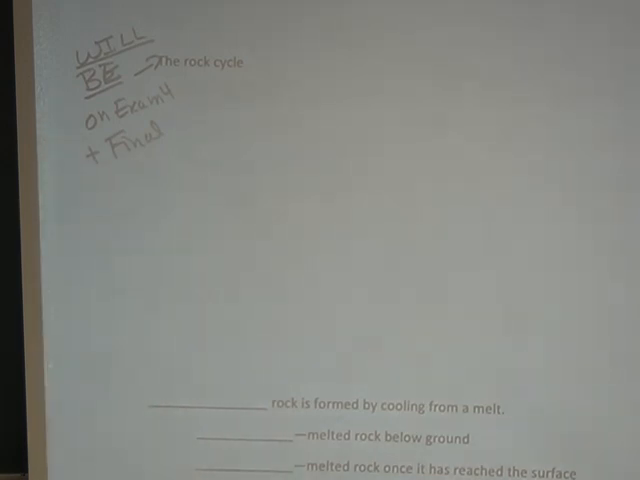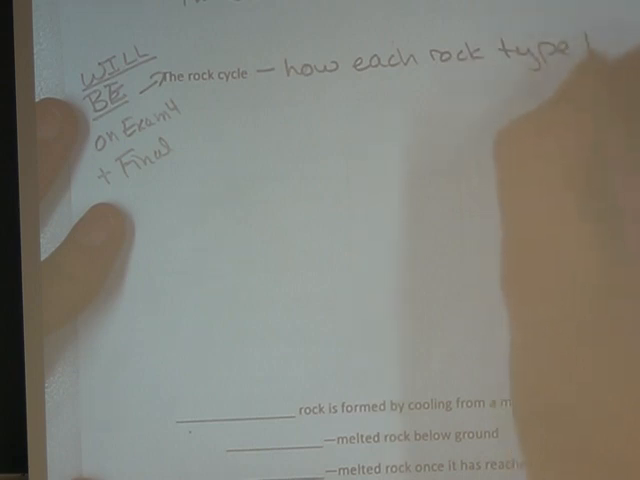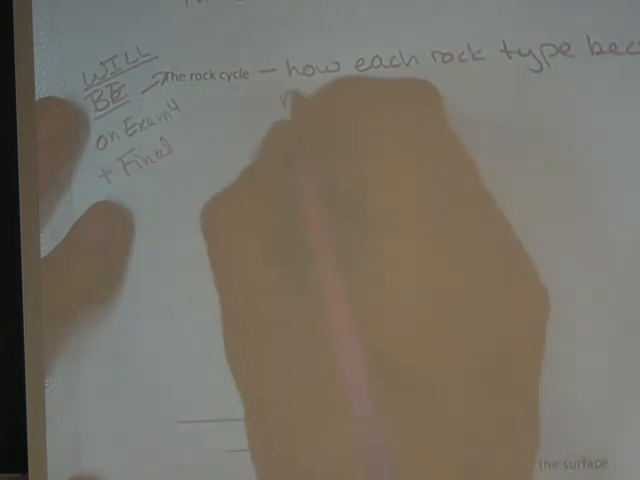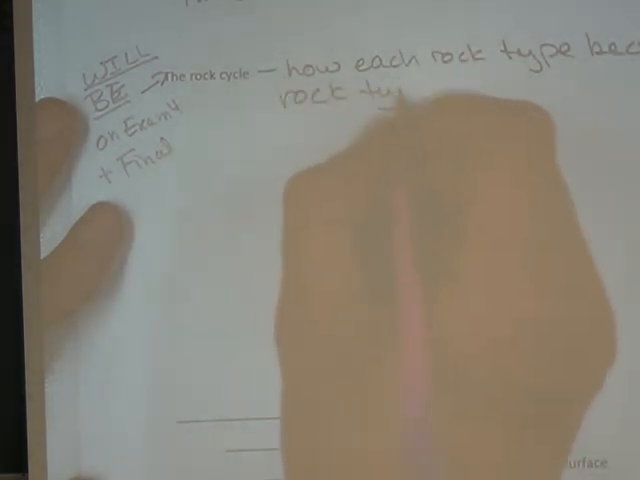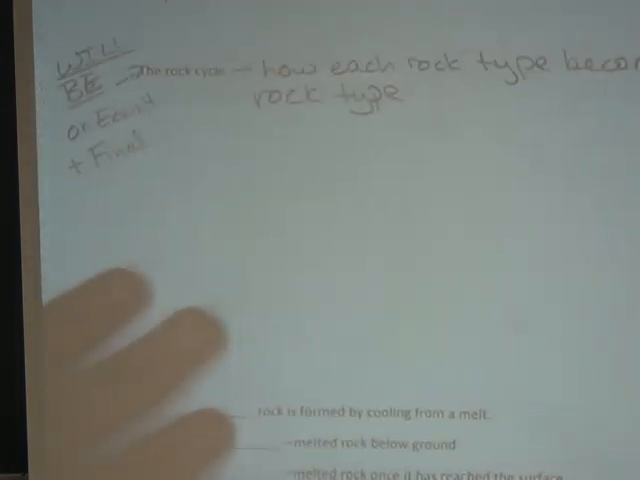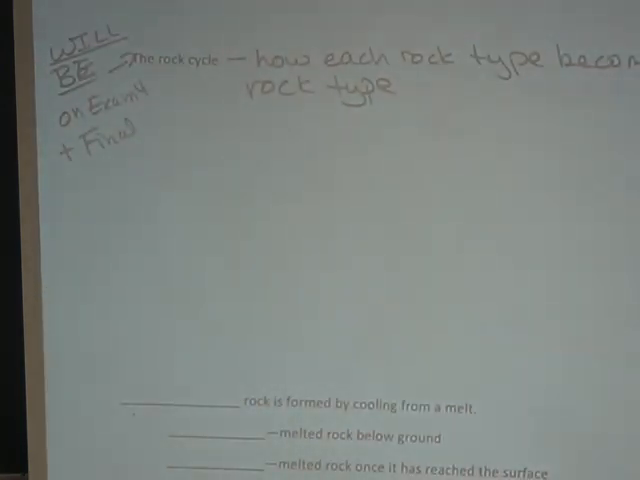So the rock cycle is basically how each rock type becomes every other rock type. And that's the take-home message. That's what I want you to be able to express and demonstrate with the rock cycle.